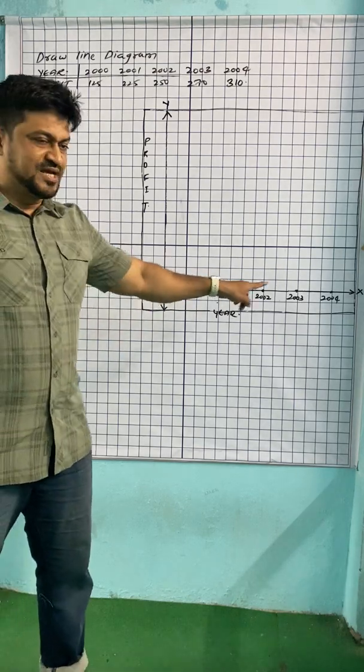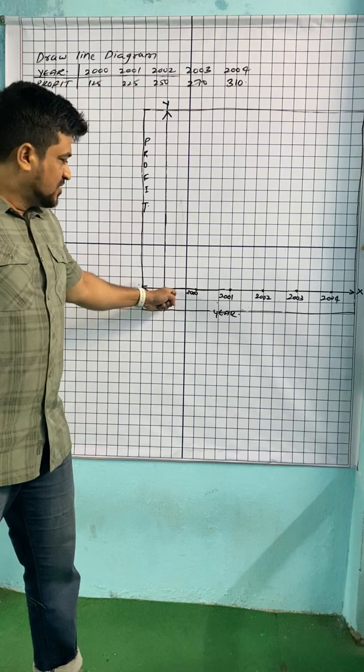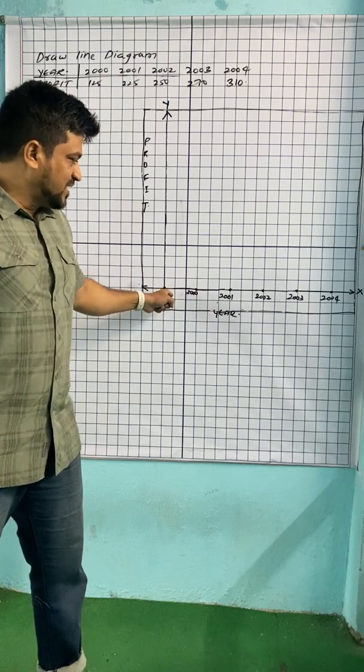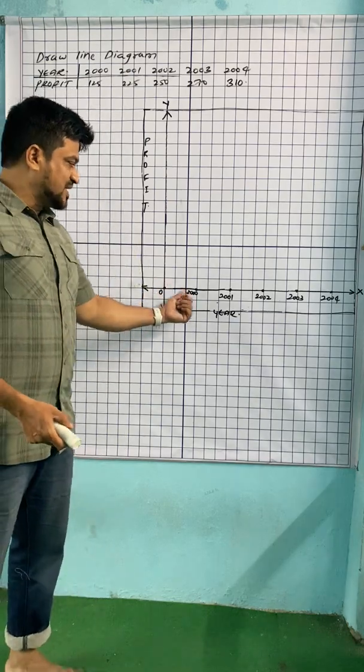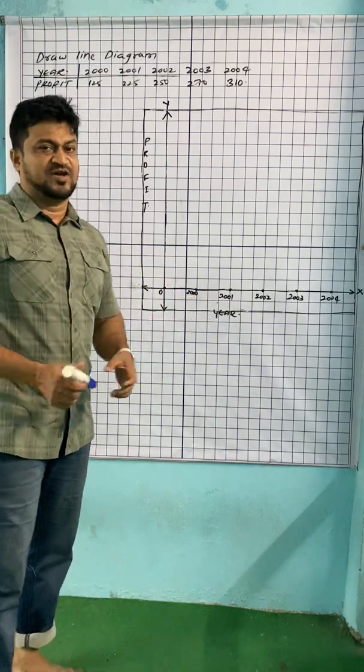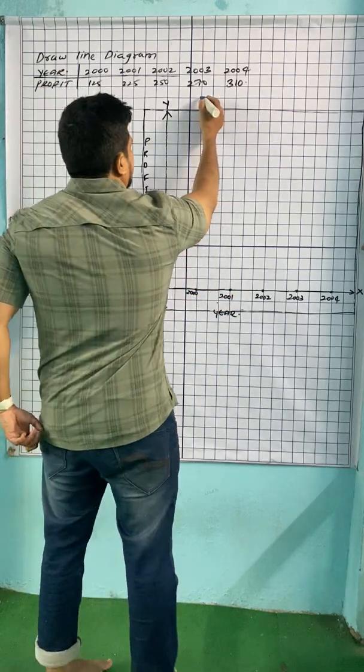What is the way of writing the years? I am not writing them one per box: 2000, 2001, 2, 3, 4. I am not writing each in one box. What I am doing is leaving 3 boxes and writing one value, 3 boxes and then one value. So such a thing is the scale reading.